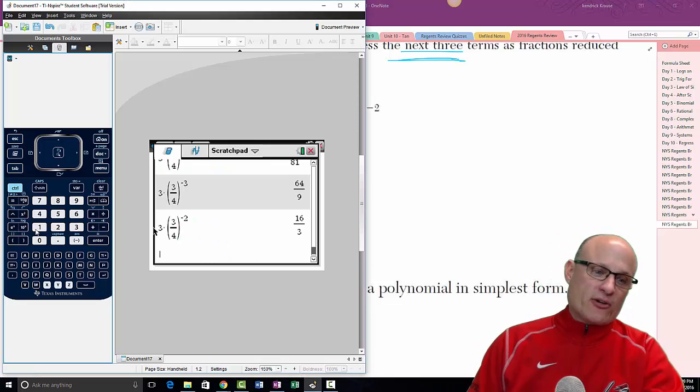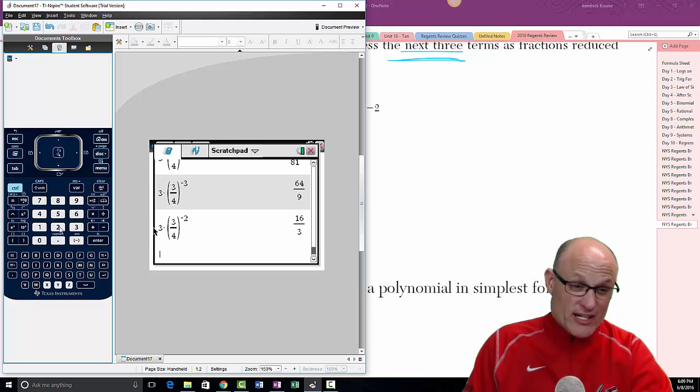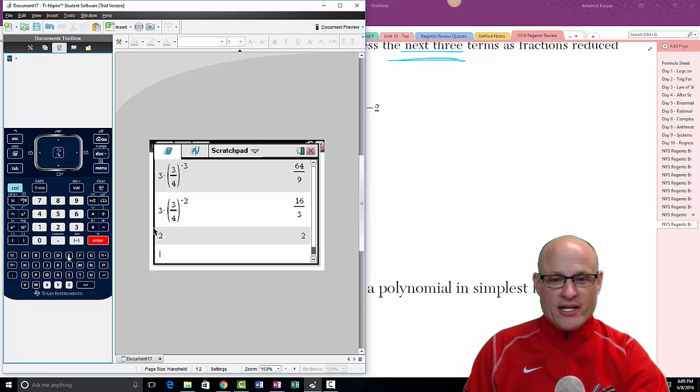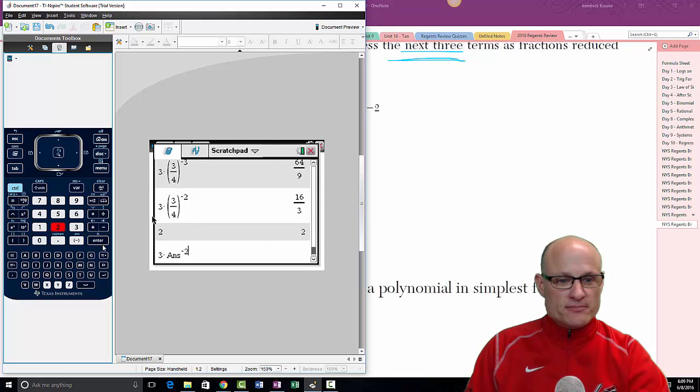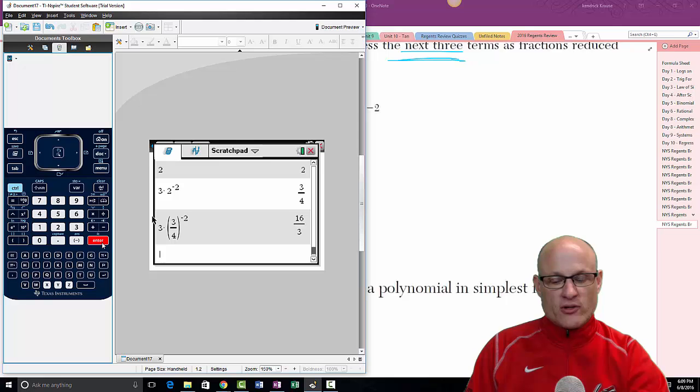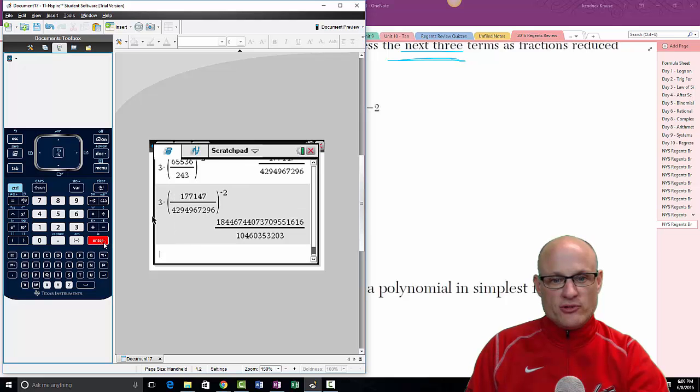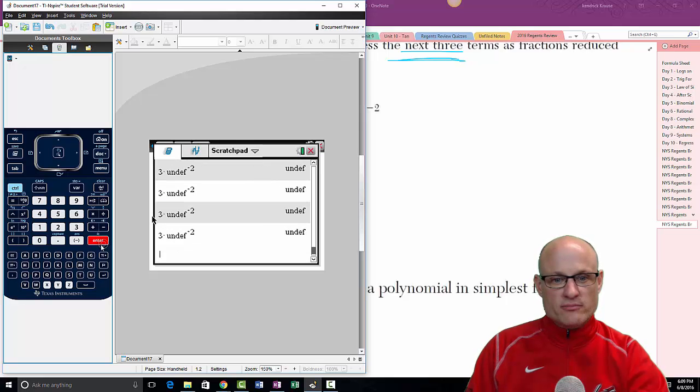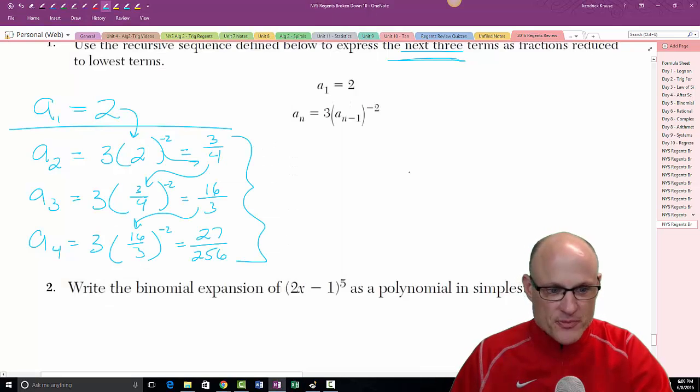Now, again, you can use your calculator. For recursion, it's really, really nice. You just press in 2, you press enter. And then what does the direction say? It says 3 times answer. You have to hit answer, you can't hit the up arrow. Raised to the negative 2 power. 3/4, 16 over 3, 27 over 256. You just keep going. There it is.